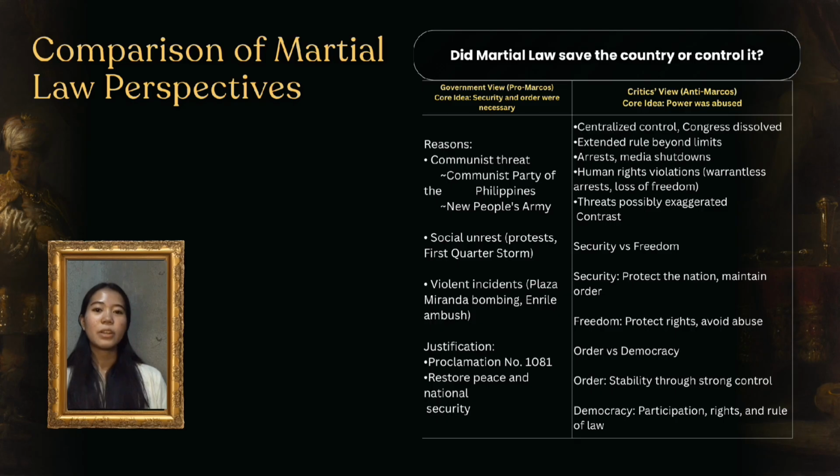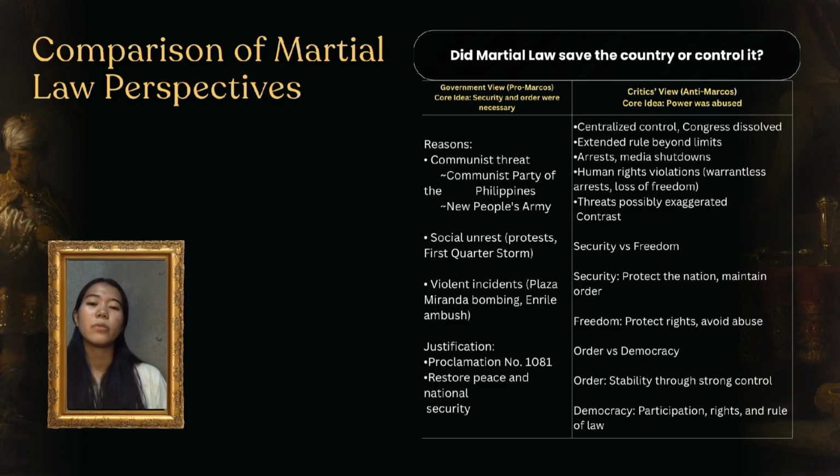On the other hand, critics believe that martial law was not only about security, but also about controlling power. They argue that it allowed Marcos to concentrate authority in himself, dissolve Congress, and stay in power longer than the Constitution allowed. Many critics, journalists, and activists were arrested, and media outlets were shut down. There were also reports of human rights violations, such as arrests without warrants and loss of freedom of speech and press. Some critics also questioned whether the threats were exaggerated to justify declaring martial law.